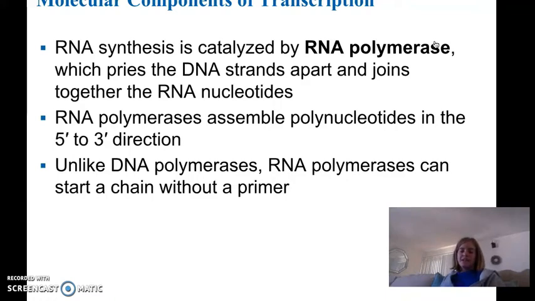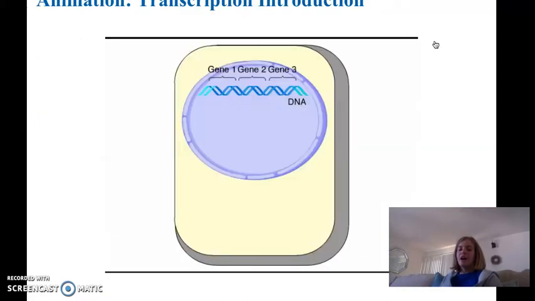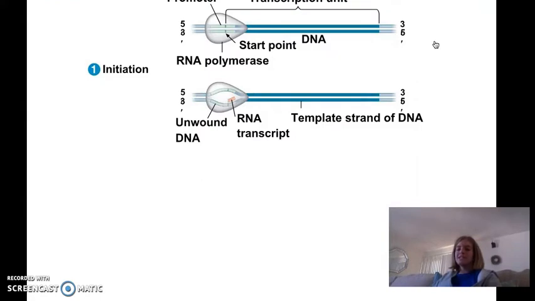RNA polymerase is able to assemble polynucleotides in the 5' to 3' direction, but this doesn't cause any problems like in DNA because there's only one strand of RNA, so you're good to go. And also, RNA polymerase can start the chain without a primer. If you remember with DNA replication, you needed that RNA primer. You don't need that. The transcription is initiated by something known as the promoter, and this is a DNA sequence that RNA polymerase attaches to begin transcription.